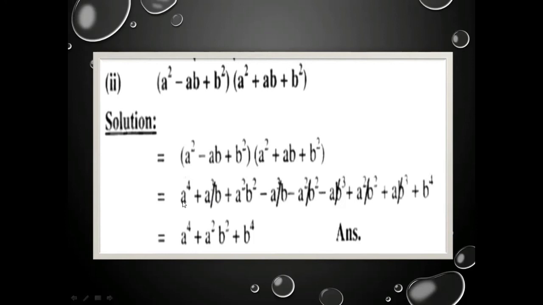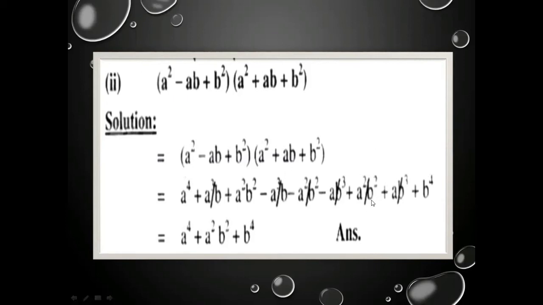We observe a4. No other a4 is there, so we write it the same. Then we see a cube b. A cube b is given with a minus sign. They will be cancelled because they are the same and have opposite signs. Then we observe a square b square with a plus sign, a square b square with a minus sign, and another a square b square is given. So we cancel this plus and minus, and one a square b square is remaining. So we will write it in our answer.